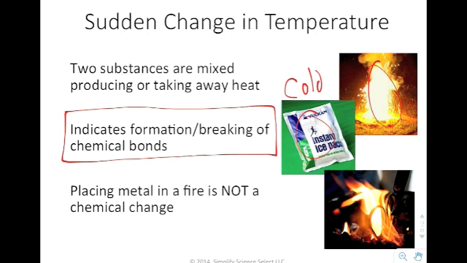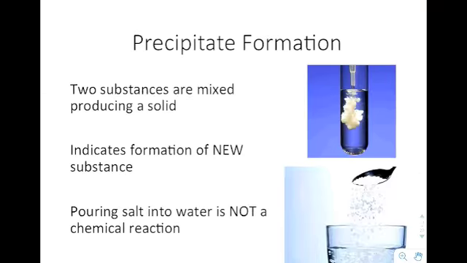But placing metal in a fire is not an example of a chemical change, even though you have a sudden change in temperature. Okay, the sudden change in temperature, you have to look and say, is there an origin for this? Is there some heat source? Or is there something taking the heat away that is not involved in the chemical change? So you have to weigh the evidence.